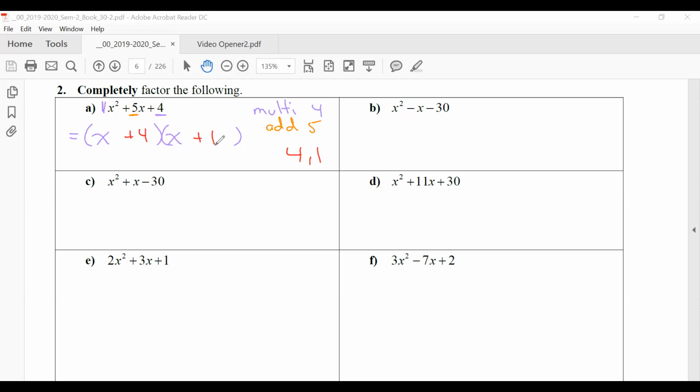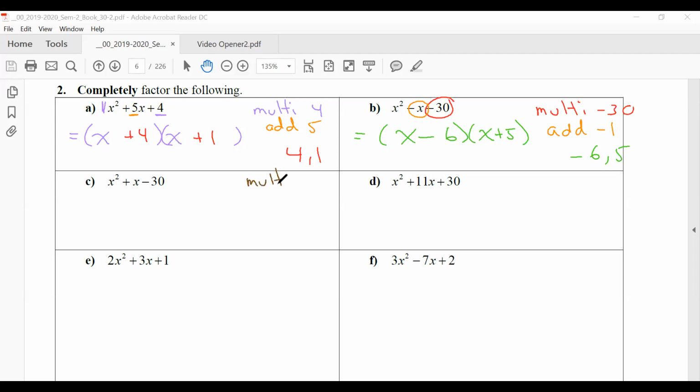Let's try another one. Next one. I need two numbers that multiply to negative 30 and add to negative 1. Well, that's going to be negative 6 and positive 5. And once I know my two numbers, remember factoring is unmultiplying. There it is. Let's try a couple more. Maybe you want to hit pause and try these. That would be a good idea too.